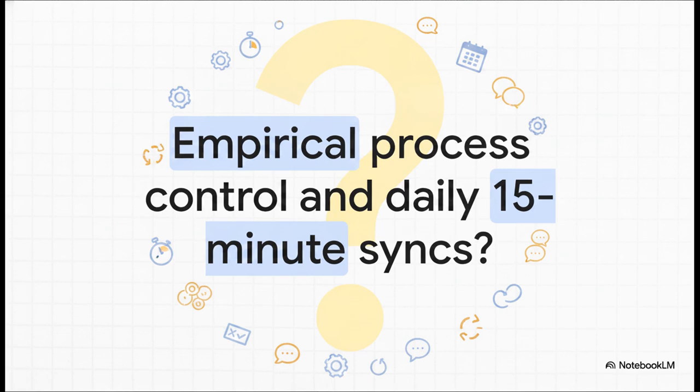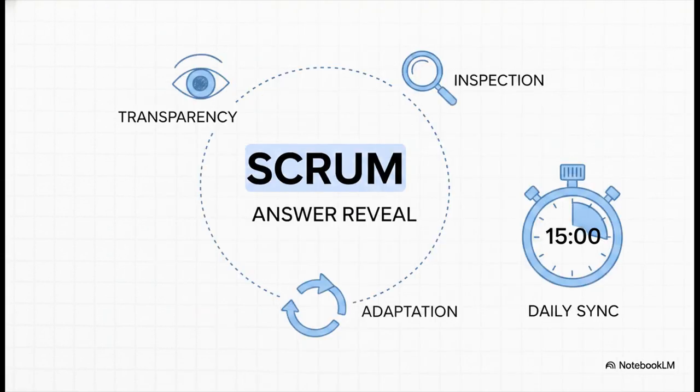A team wants to improve transparency using daily 15-minute syncs and empirical process control to manage their complex workflow. So what model focuses on empirical process control and highly specific 15-minute daily syncs? That is pure Scrum. Scrum is built entirely around empirical process control, which, if you remember, means making decisions based on transparency, inspection, and adaptation. And those 15-minute syncs? That's the literal definition of a daily Scrum event, used to track progress and identify blockers.